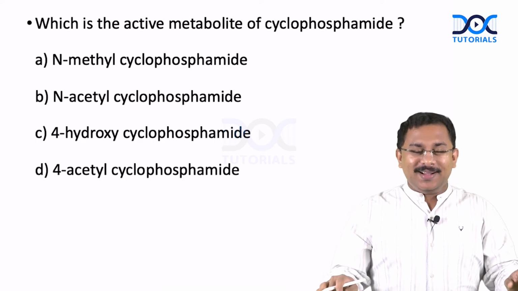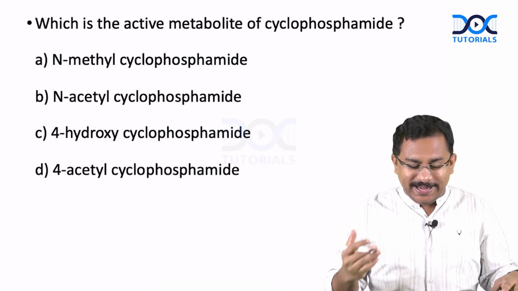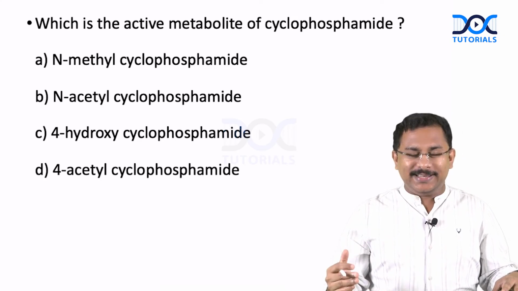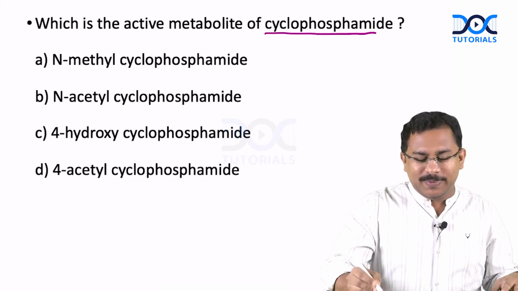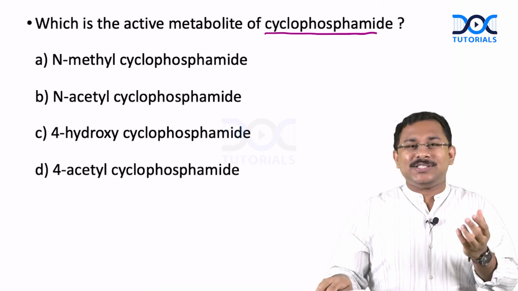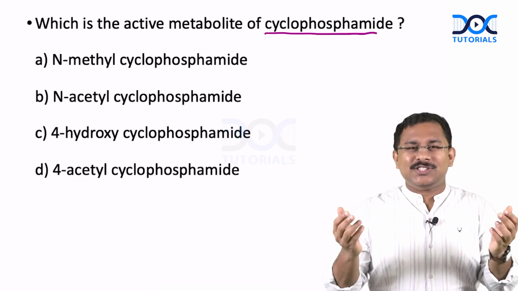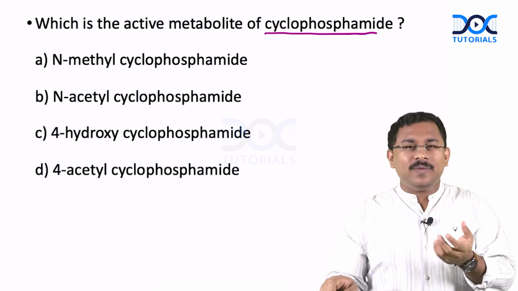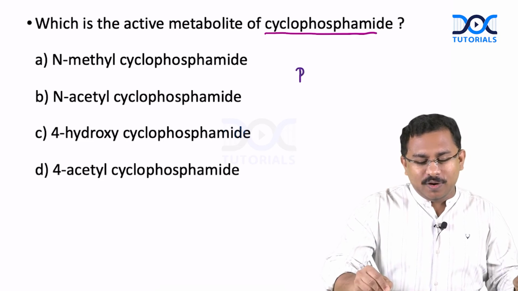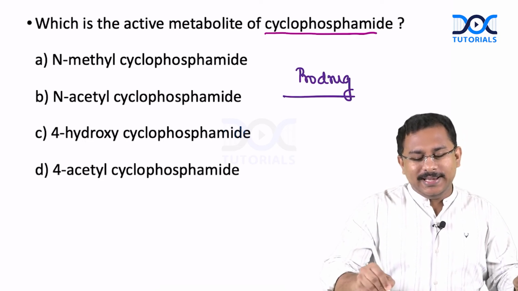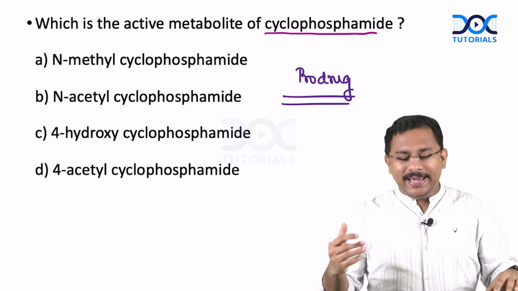So next question, which is the active metabolite of cyclophosphamide? N-methyl cyclophosphamide, N-acetyl, 4-hydroxy, or 4-acetyl cyclophosphamide. Well, cyclophosphamide is an alkylating agent which is used in various malignancies, both hematological as well as solid tumors. It is used in autoimmune diseases, it is used in vasculitis. And this drug, as many of you know, is a prodrug, and this requires metabolic activation by the various cytochrome enzymes.